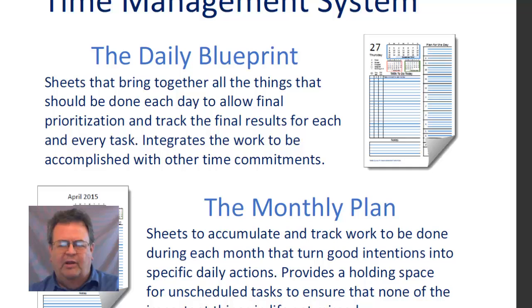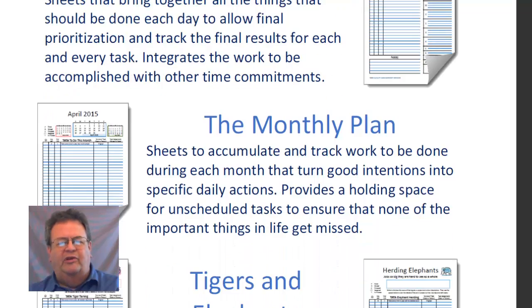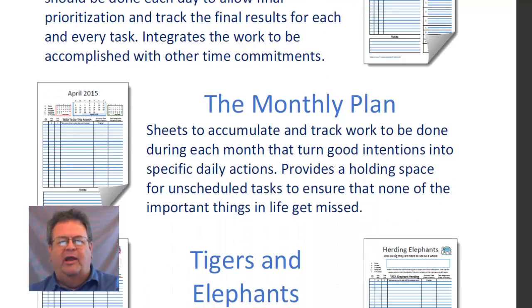The second piece here is what we'll refer to as a monthly plan. In this case, this is a sheet in which you'll put down things that you desire to get done for the month. This does not say specifically that you accomplish them in the month, but it gives you the place where you put them, and then you will transfer those over to your daily blueprint so that you actually have a specific day that you're going to be working on things.